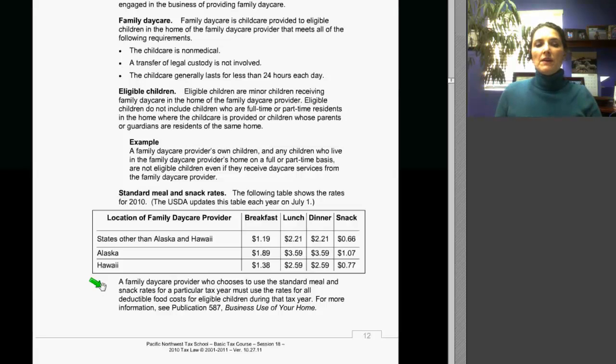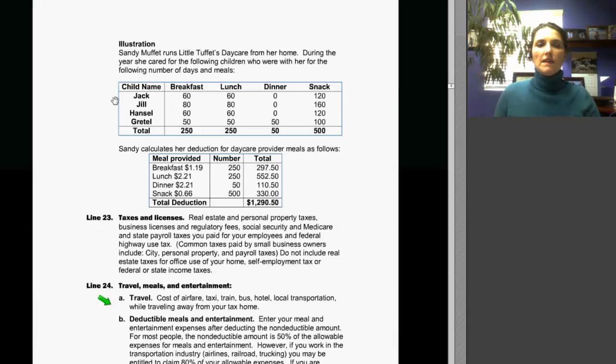A family daycare provider who chooses to use the standard meal and snack rates for a particular tax year must use the rates for all deductible food costs for eligible children during that tax year. For more information, you should refer to Publication 587 for business use of your home.